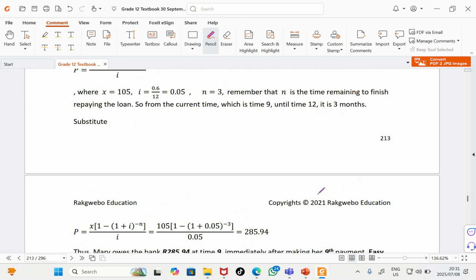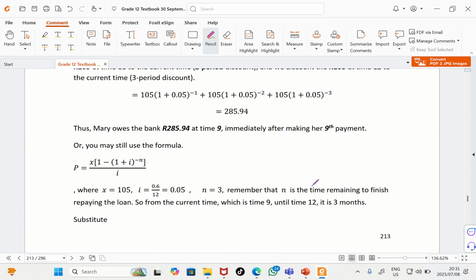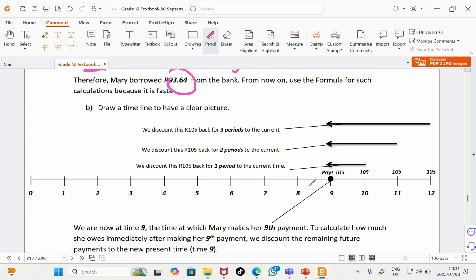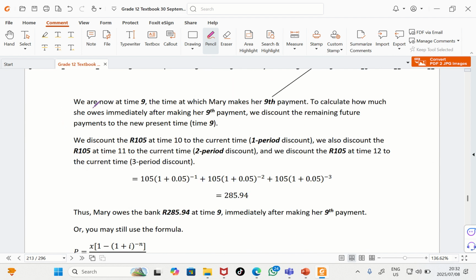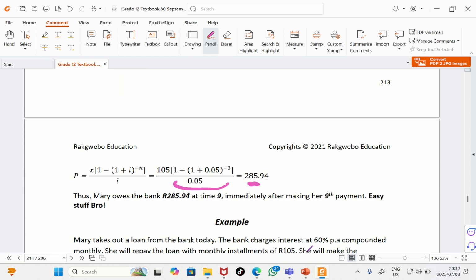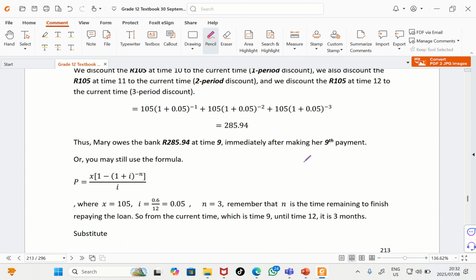Let's see. Here's the formula. We used it and got an answer of 285.94. Let us use the discount method. You see this, that's what I just wrote at the top.